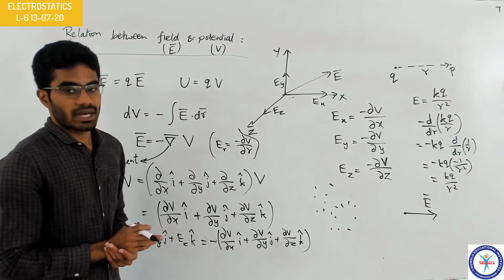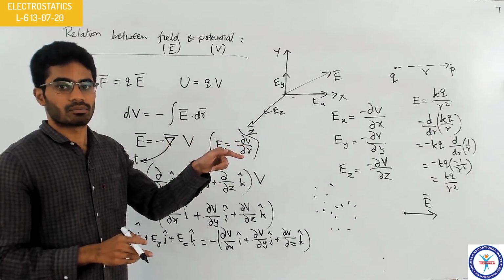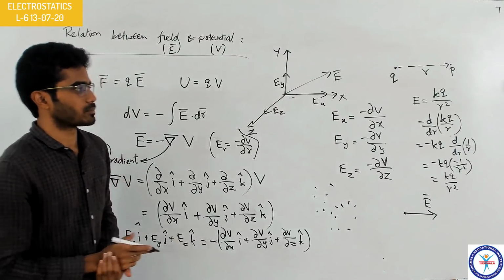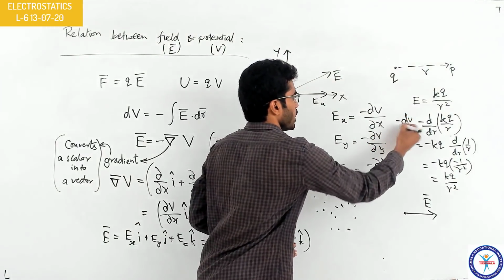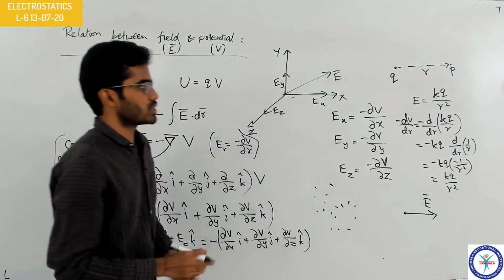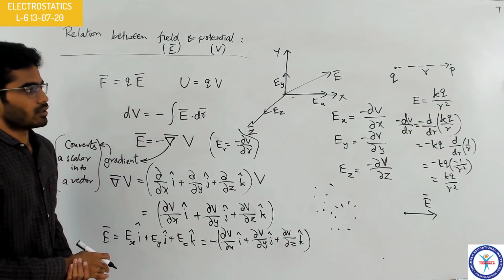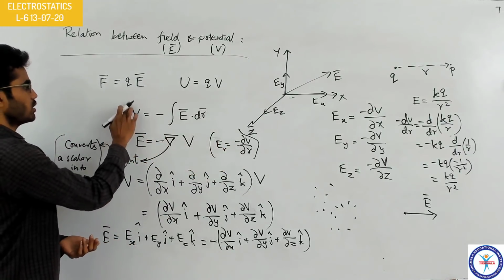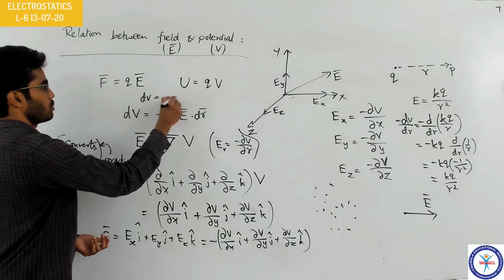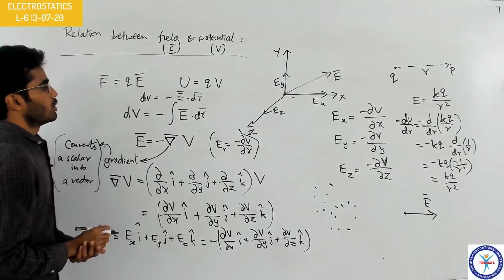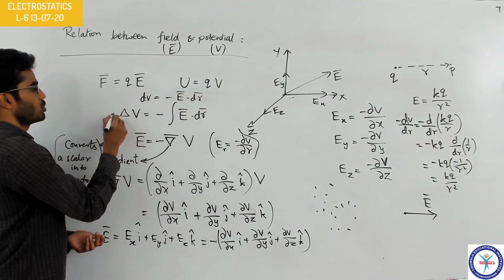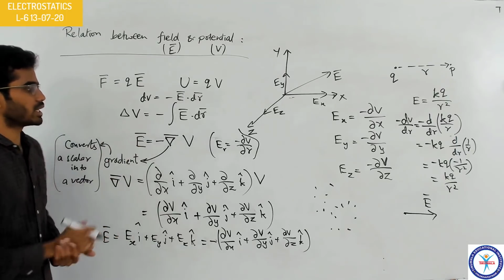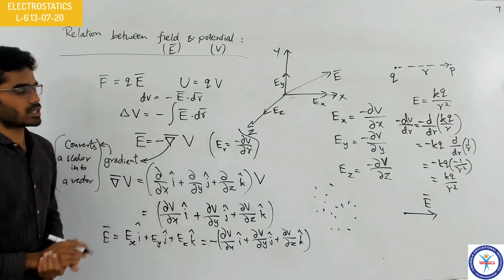The field is kq by r square. How are you getting it in radial direction? By taking the negative derivative of the potential, right? This is minus dV by dr. This is how it works. This is how they are related, right? So changing this equation, we can find dV is minus E dot dr, but delta V, if you have to calculate the change, a bigger change, now we have to integrate it. So this delta V is represented as this.